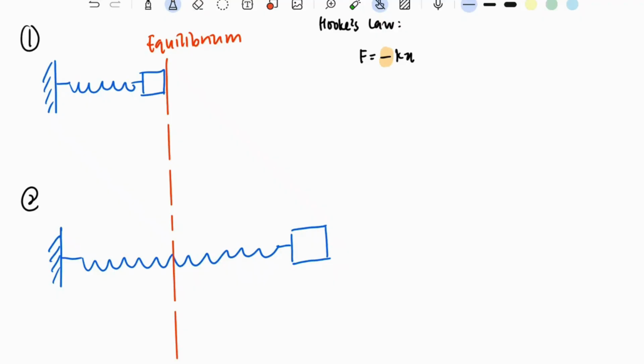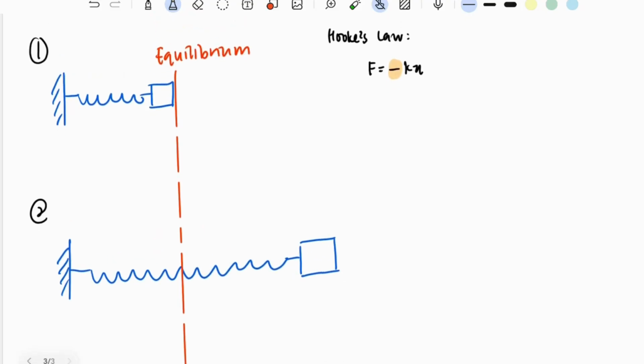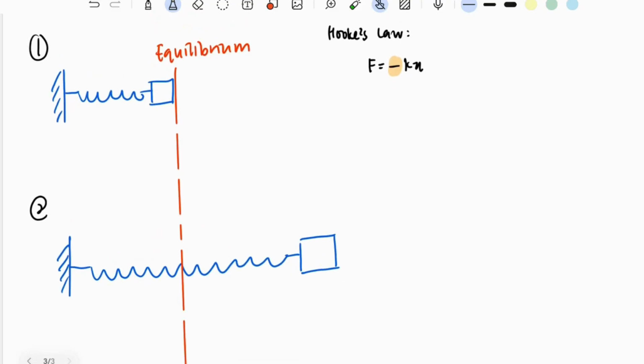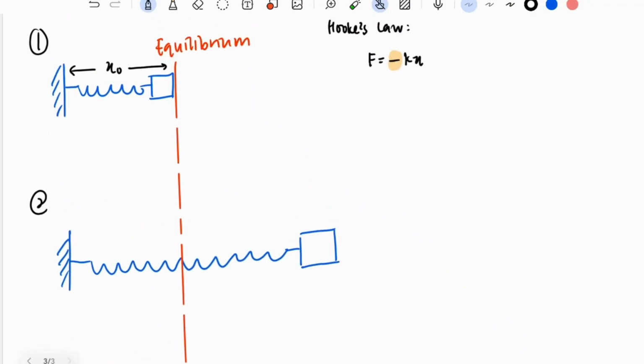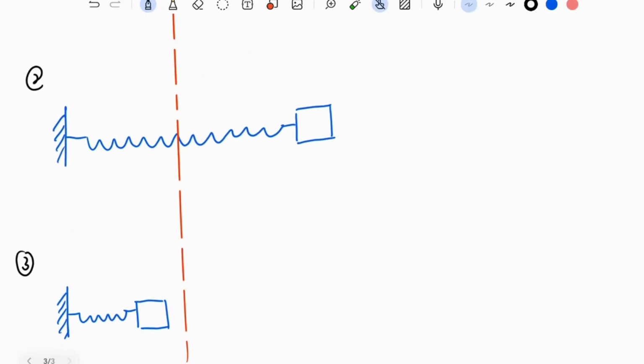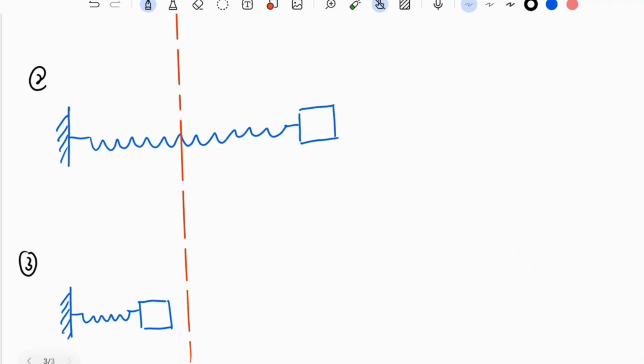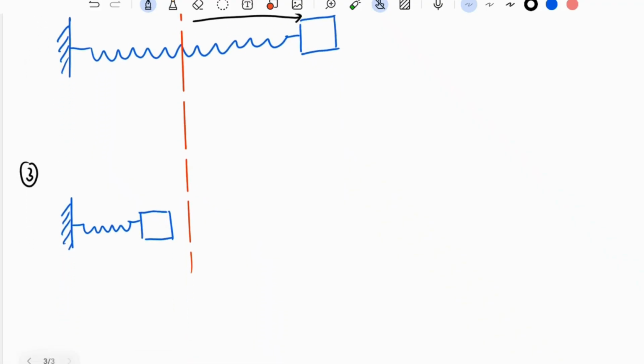We will start by labeling our diagrams. In equilibrium, I'm going to label my length here as x0, but we're not going to use that actually. In the second scenario, let's say I'm extending my spring with this load for 10 meters to the right. And for scenario 3, I'm extending it to the left for 10 meters as well.